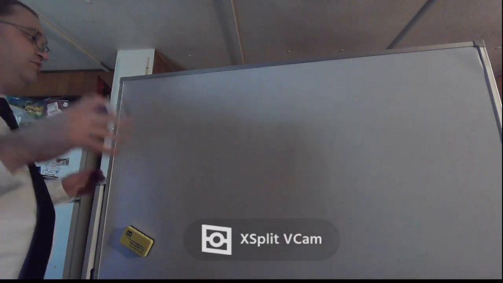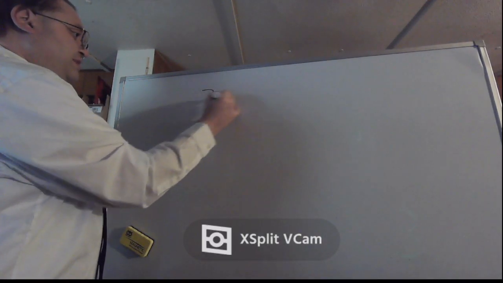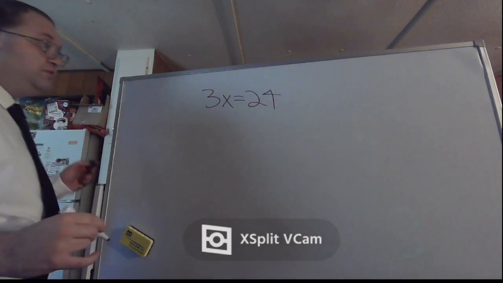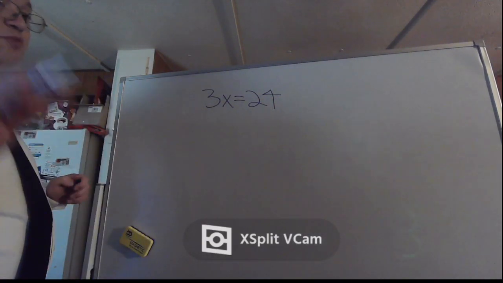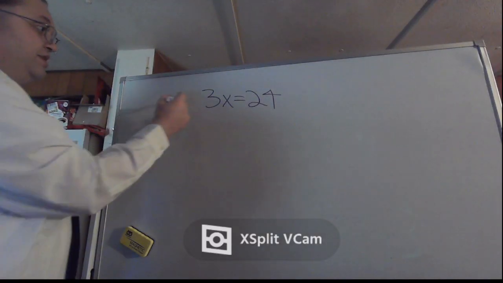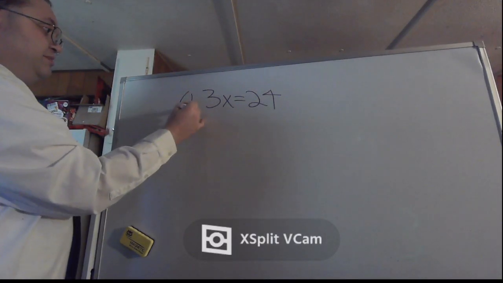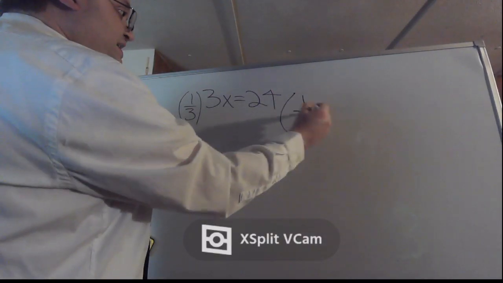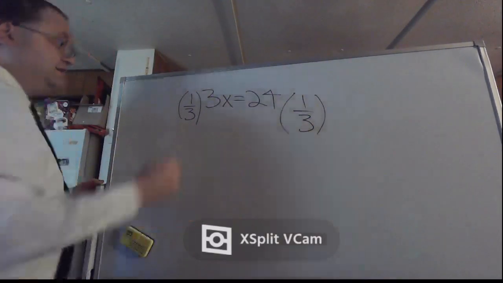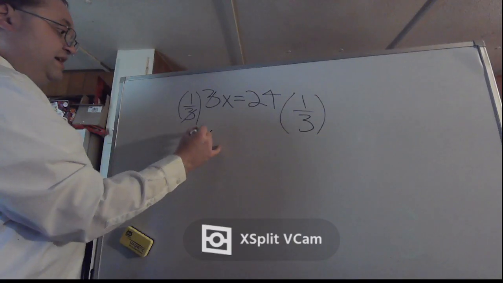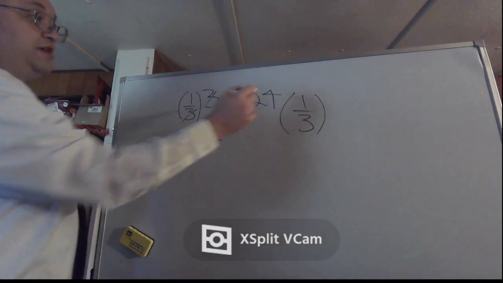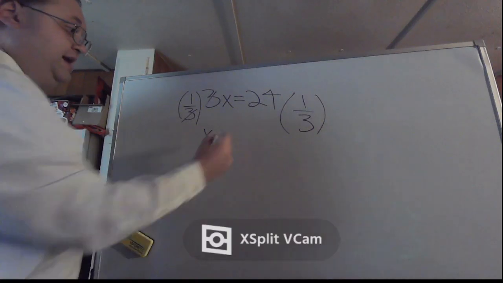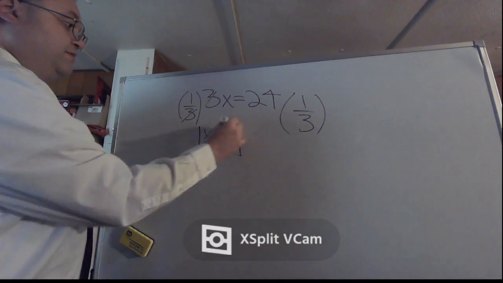So let's do a little review here. Let's say I had 3x equal to 24. Well, if you have a whole number, you still multiply by the reciprocal. To get rid of that 3, it's going to be times 1/3. And you do the same to the other side. So then the 3's will cancel out. You just have x by itself, which would be equal to 24 divided by 3. What's 24 divided by 3? 8. And that would be your final answer.